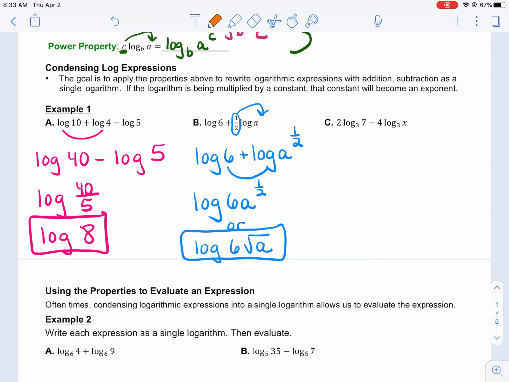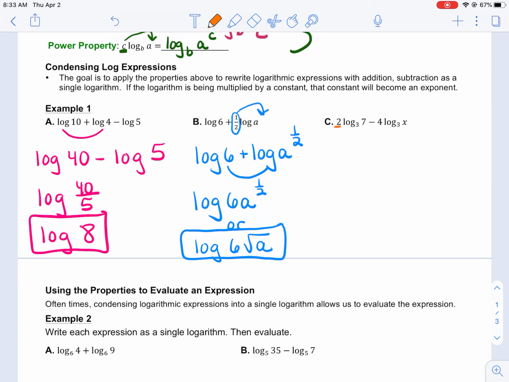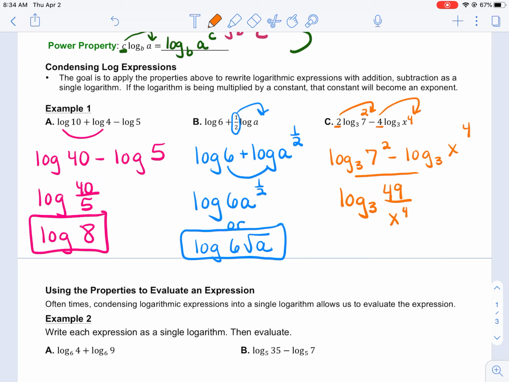You want to use the power property first before you combine. So if we look at part C, I've got a 2 out in front. That's going to become an exponent on the 7. And then I've got a 4 out in front. That's going to become an exponent for the x. So I'm going to start by writing log base 3 of 7 squared minus log base 3 of x to the 4th. And then the subtraction tells me to divide. My goal here is to just write one single log. So 7 squared is 49, and then I'm going to divide that by my second term, which is x to the 4th.